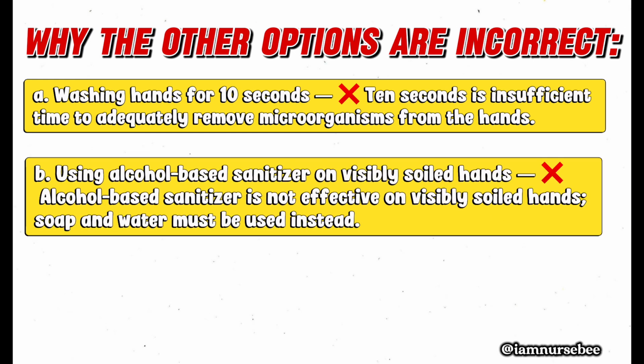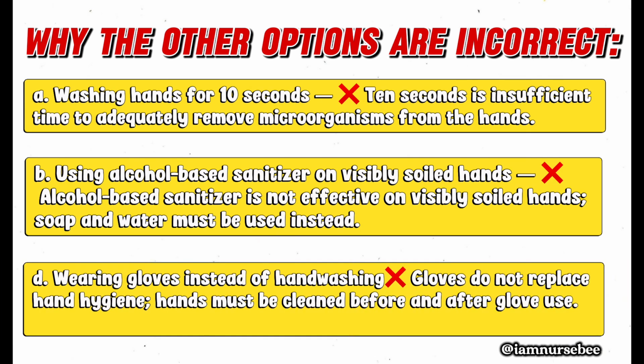B. Using alcohol-based sanitizer on visibly soiled hands. Alcohol-based sanitizer is not effective on visibly soiled hands. Soap and water must be used instead. D. Wearing gloves instead of hand washing. Gloves do not replace hand hygiene. Hands must be cleaned before and after glove use.